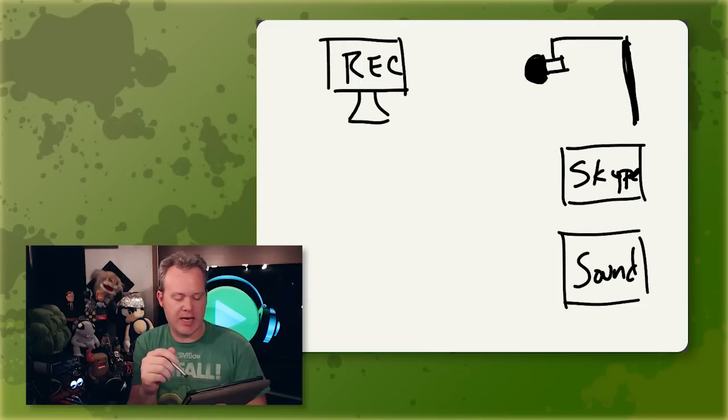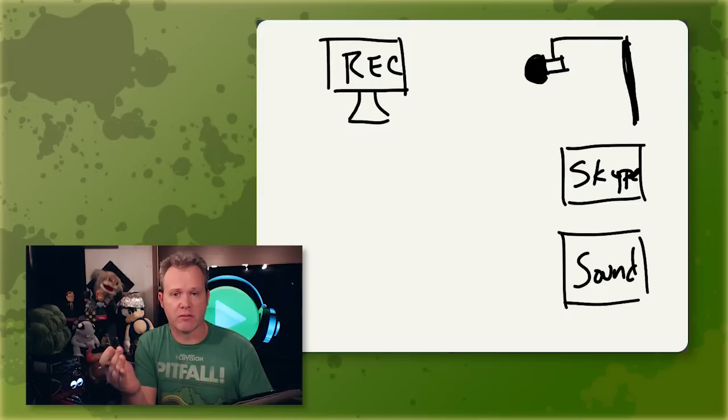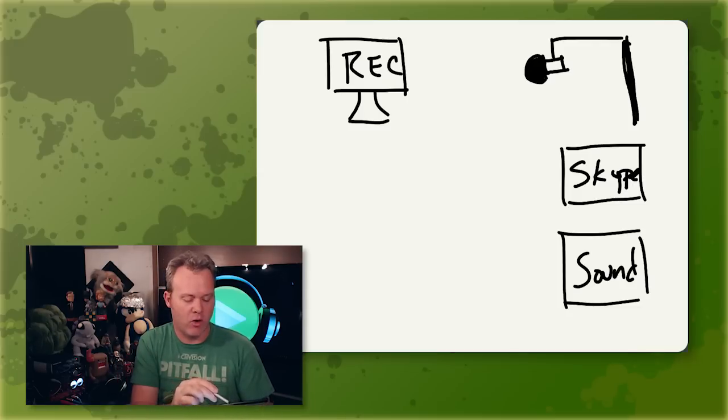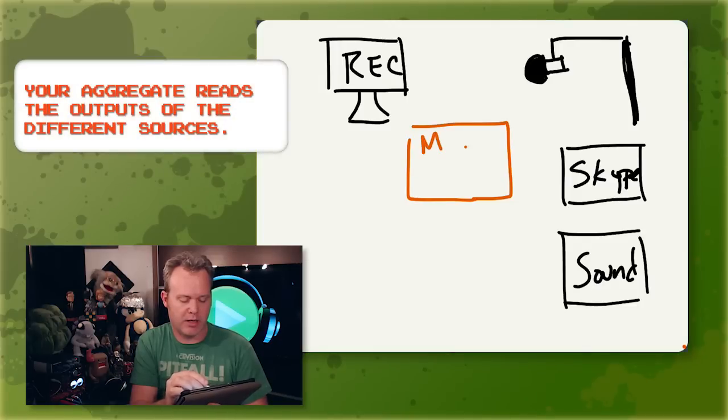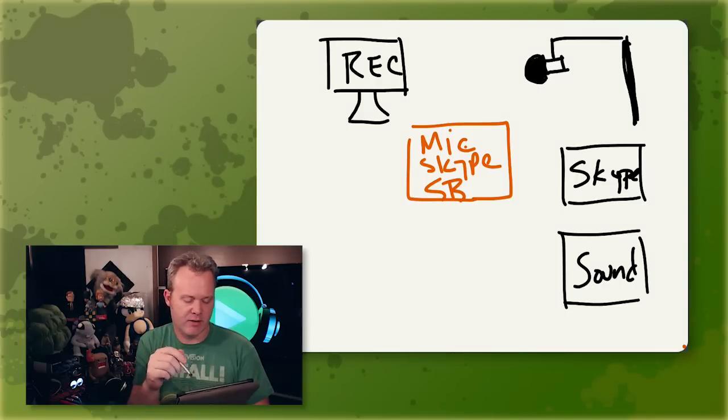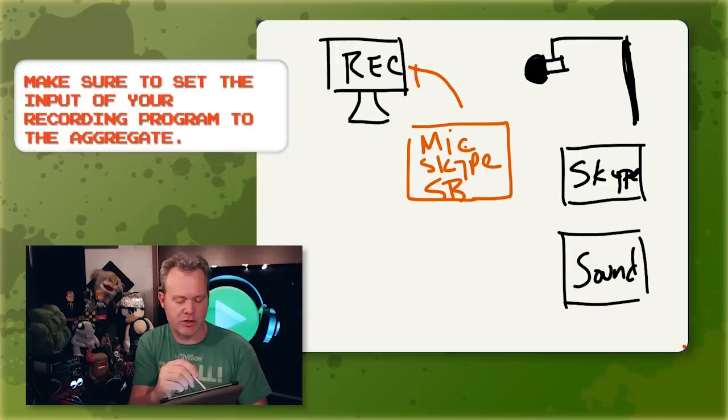There we go. And the way that software works is that basically you tell it what to grab, it will grab it, and then your program, whatever program it is, will be able to read it, right? On one aggregate, we're just going to tell it, you're seeing all this stuff. Why don't we grab the mic? The microphone. We'll grab Skype. And we'll also grab the soundboard. And then our recording program is going to read that. So it's just going to go right into the recording.